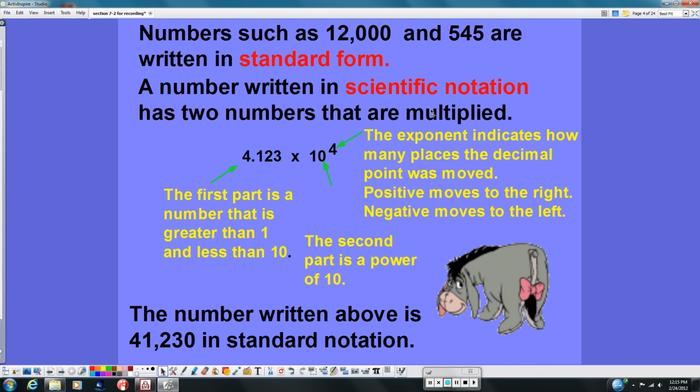And the exponent indicates how many places the decimal point was moved. Positive means we're going to be moving to the right, negative means we're going to move to the left. So this number here, 4.123 times 10 to the 4th, is actually 41,230 in standard form.